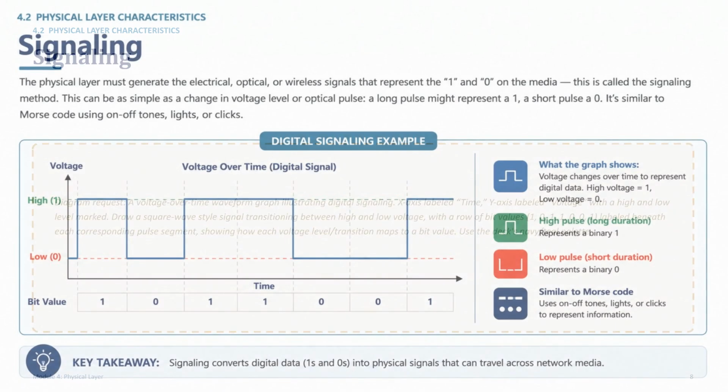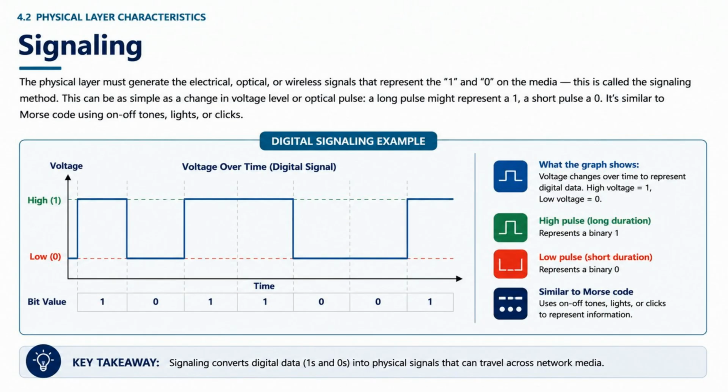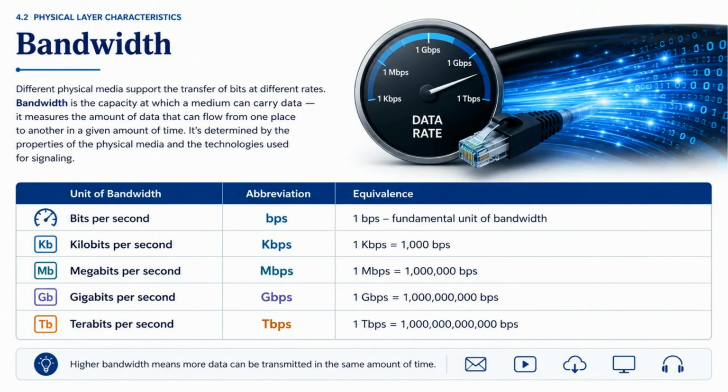Signaling is how the physical layer actually generates the electrical, optical, or wireless signal, representing a 1 or 0, shown on screen as a voltage over time waveform. Could be as simple as a long pulse versus a short pulse, similar to Morse code using long and short tones or flashes. Bandwidth is the capacity of a medium to carry data, measured in bits per second.